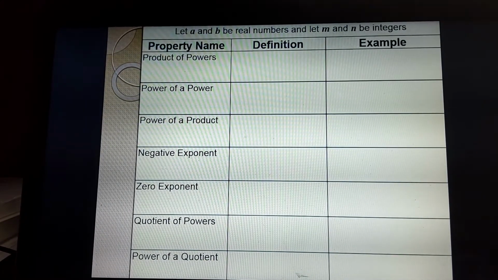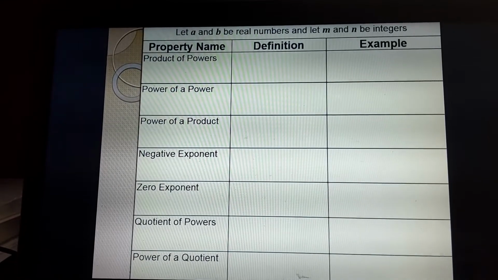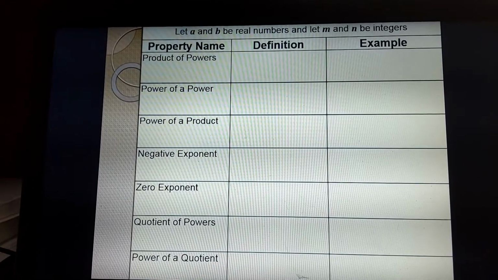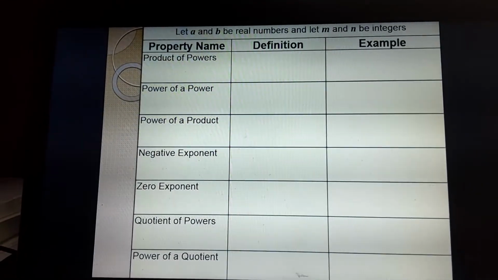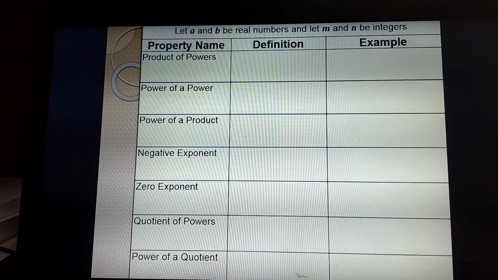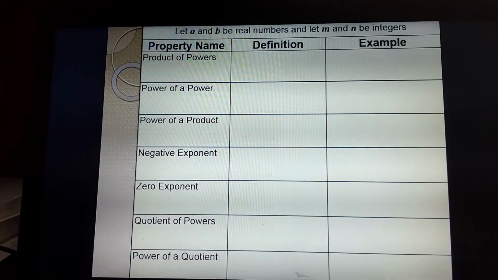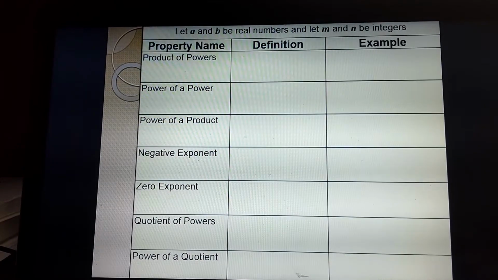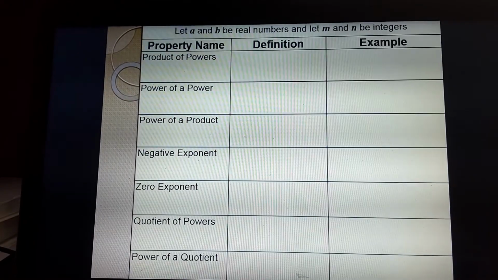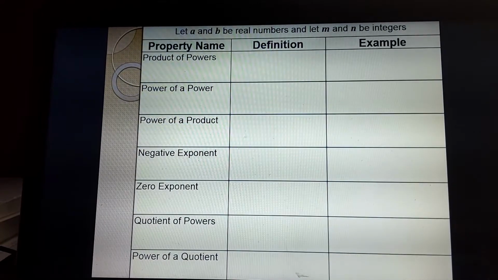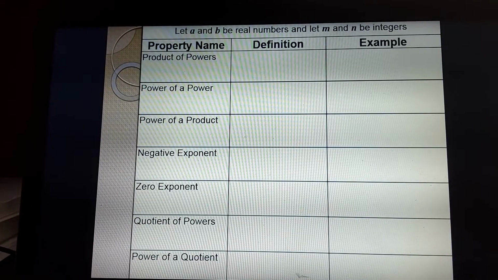Okay, at the top here it says let A and B be real numbers. That means it could be any number that you could think of. Positive, negative, decimal, fraction, repeating, non-repeating. And let M and N be integers. Remember, integers are only positives and negatives. They have to be whole numbers.